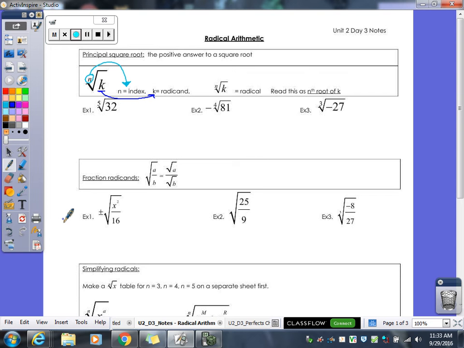So in our notation here, we refer to this as the nth root of k. So you're trying to find the nth root of k. Sometimes we call it the square root of k, cube root of k. But that's what we're trying to look for.